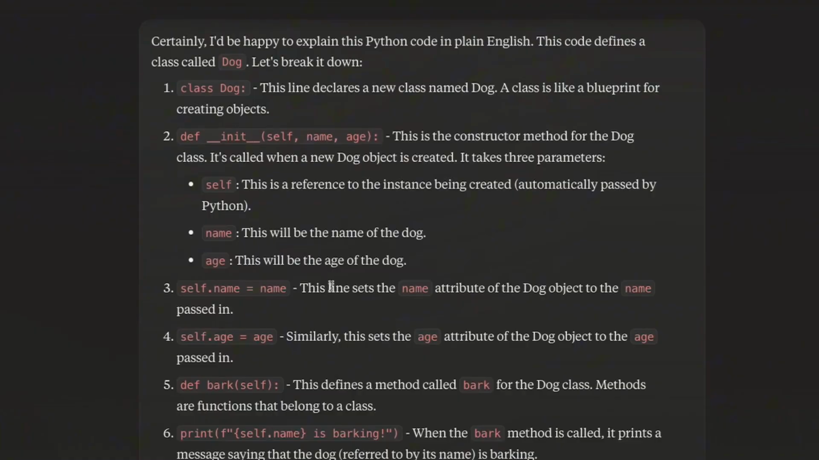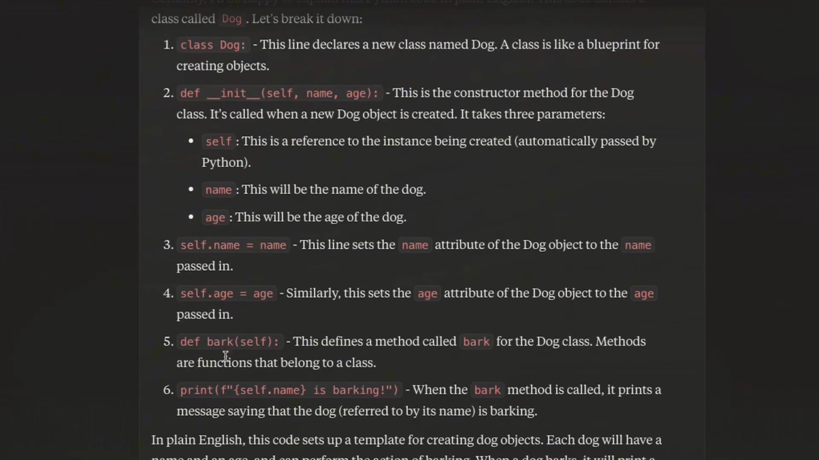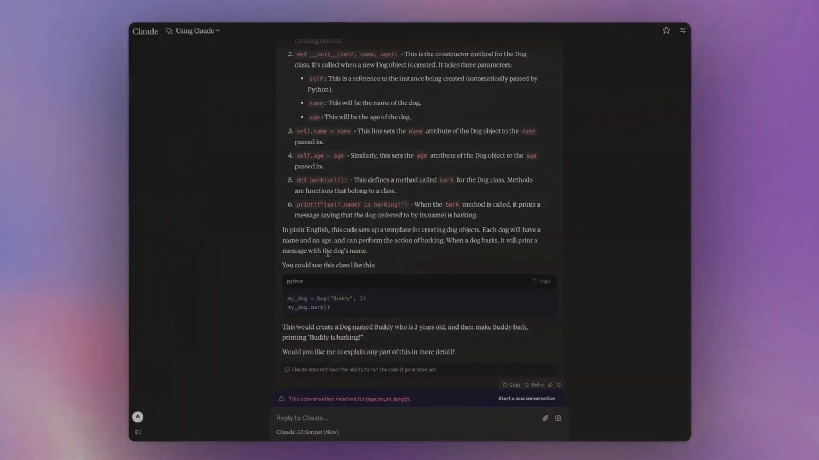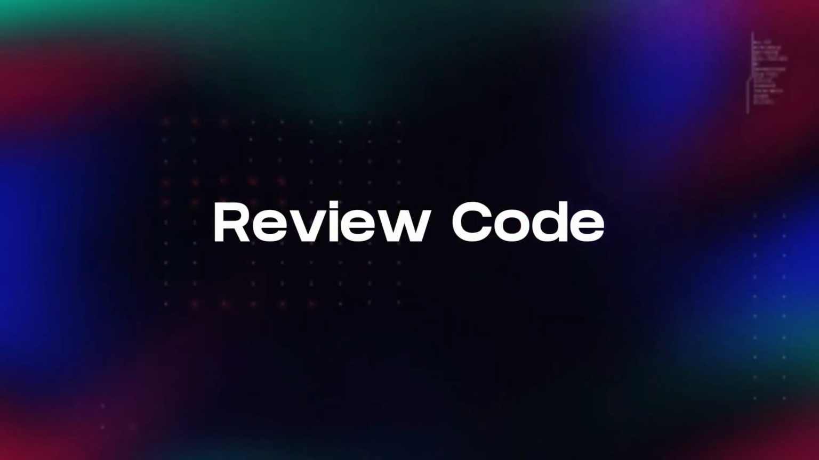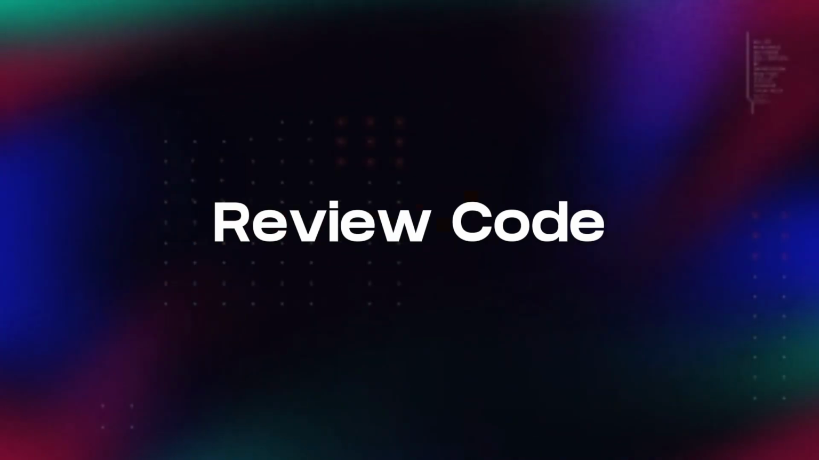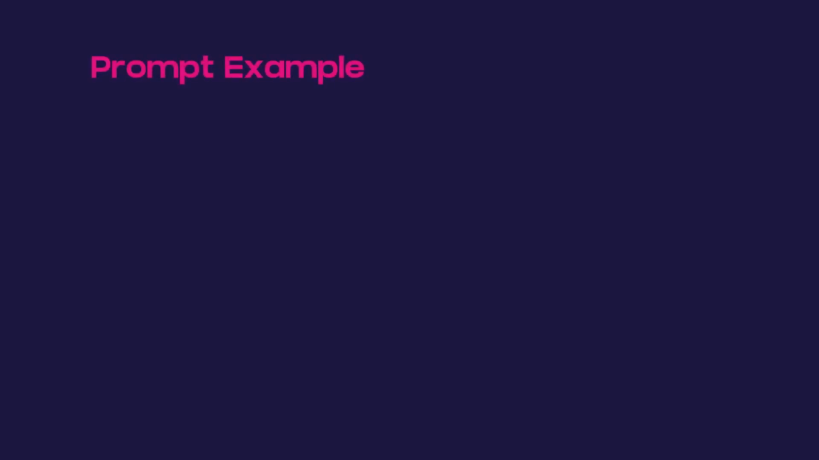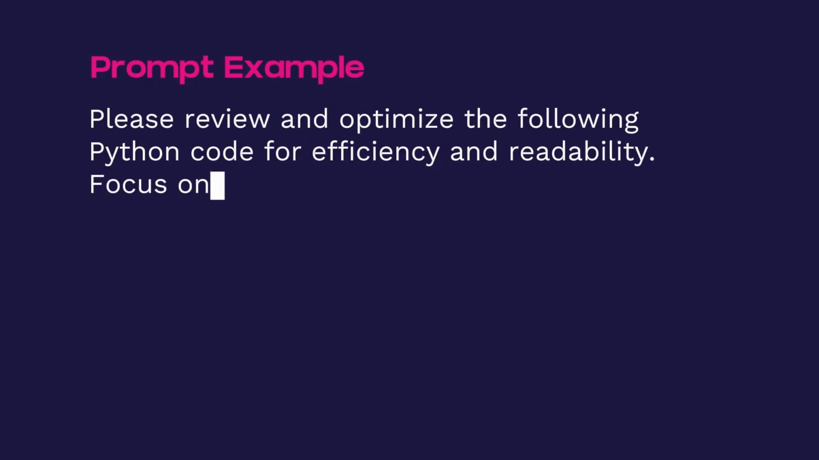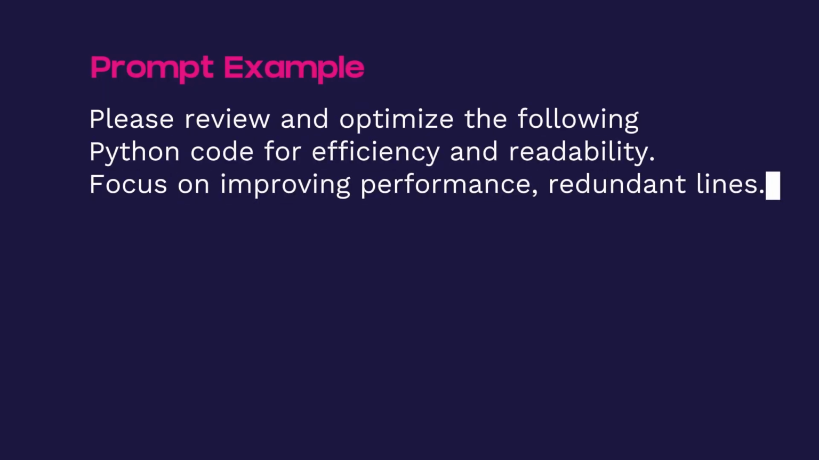And you can see an explanation for each line and what the function does, how you could go about using it, and so on. Then there's the whole aspect of using Claude for reviewing code for potential improvements and optimizing performance. So an example prompt here could be, please review and optimize the following Python code for efficiency and readability. Focus on improving performance and removing unnecessary lines. And then you paste in the code.